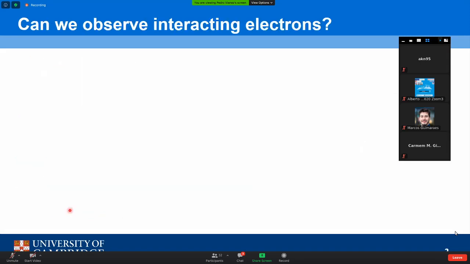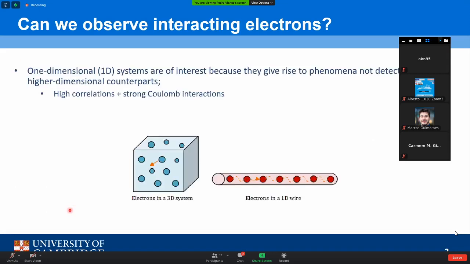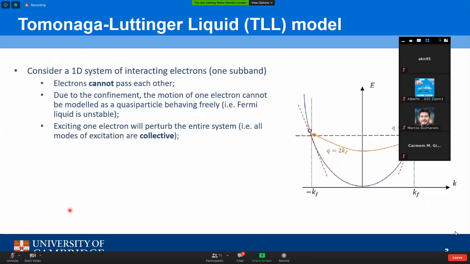So the question is, can we observe interacting electrons? And we use 1D systems to do this really because we have both high correlations and strong interactions. Personally, what I think makes 1D systems really fascinating is that even when you have modest or even weak interactions, you nevertheless have strong correlations due to geometrical confinement alone. If it's truly a 1D system, the electrons cannot pass each other, which means that any perturbation to the system has to be collective. There's no such thing as single particle excitations. Every single particle quantity you can think of really becomes meaningless.